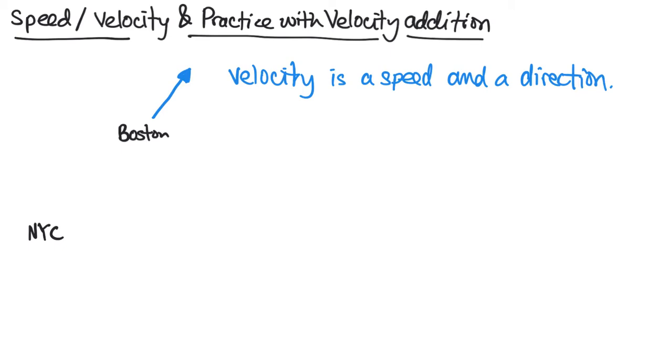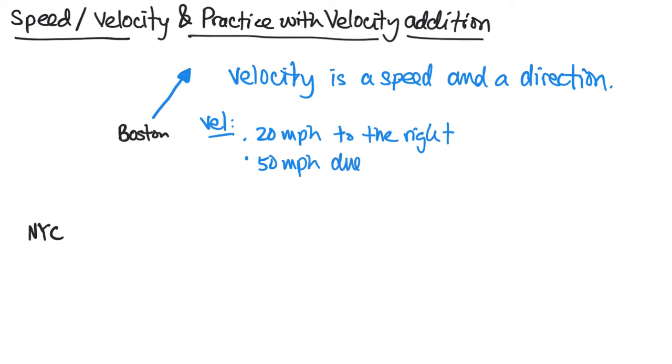So examples of velocity would be 20 miles per hour to the right, or 50 miles per hour due north, or 16 meters per second at 13 degrees south of east. I need both a speed and a direction.